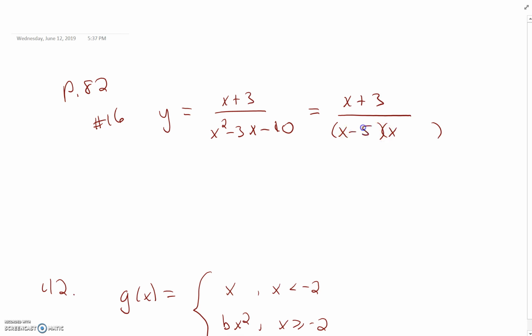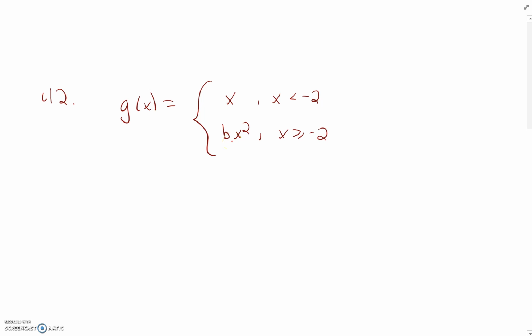I think it's x minus 5 times x plus 2. So if we have 5 or minus 2, it's going to be undefined, right? That's where it's discontinuous. So it's continuous as long as x does not equal negative 2 and 5. So that solves that problem. Let's look at 42.